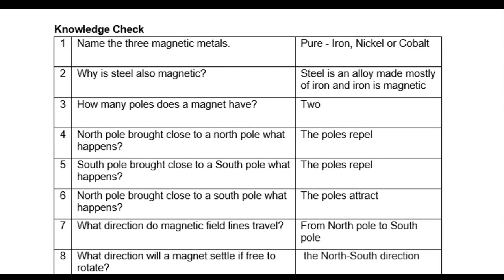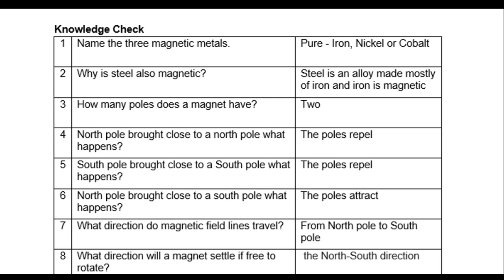So for the first question, the 3 magnetic materials, this question is asking for the pure metals that we know are magnetic, and those 3 metals are iron, nickel or cobalt. Steel is an alloy, so technically it's not just a metal, because it is more than one element. Steel is also magnetic because it is made mostly of iron, and iron is magnetic.